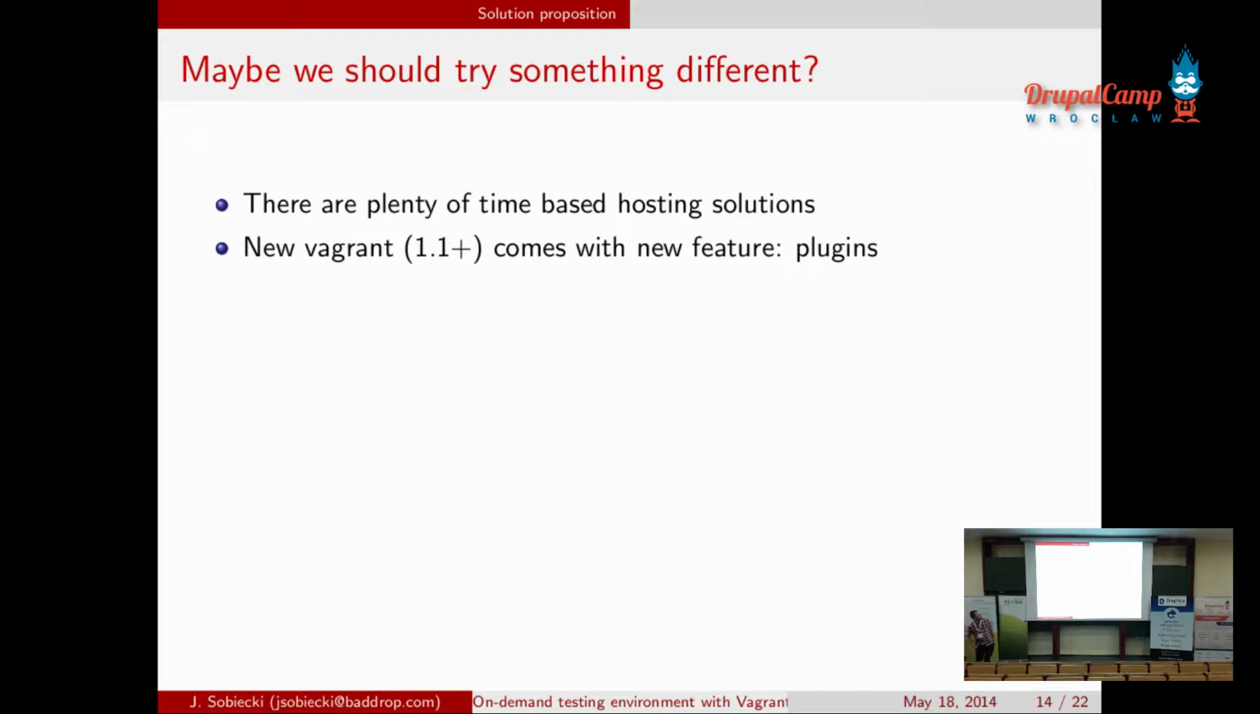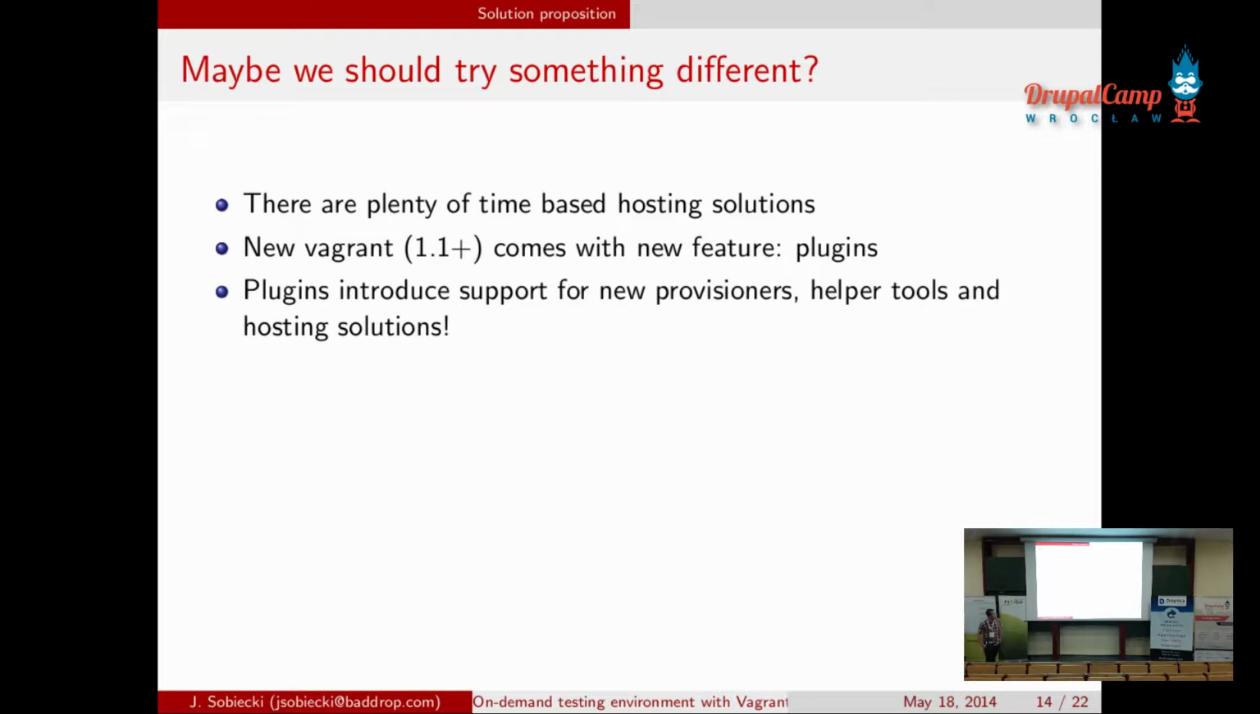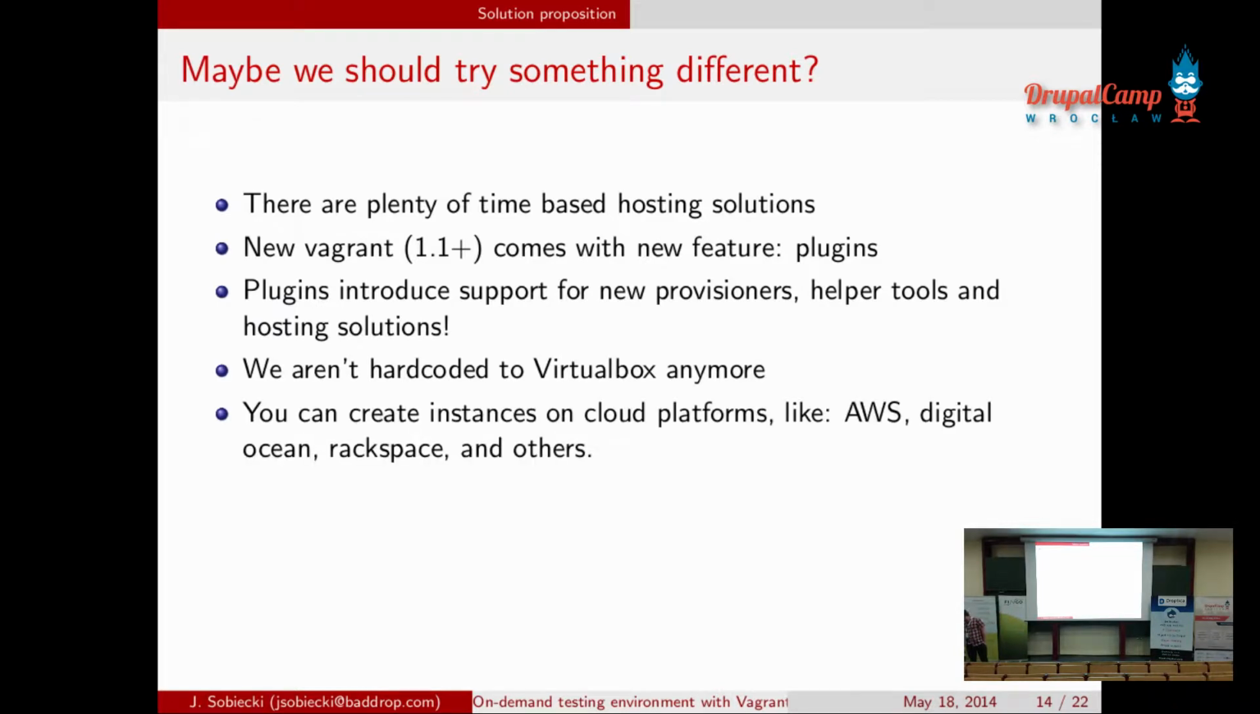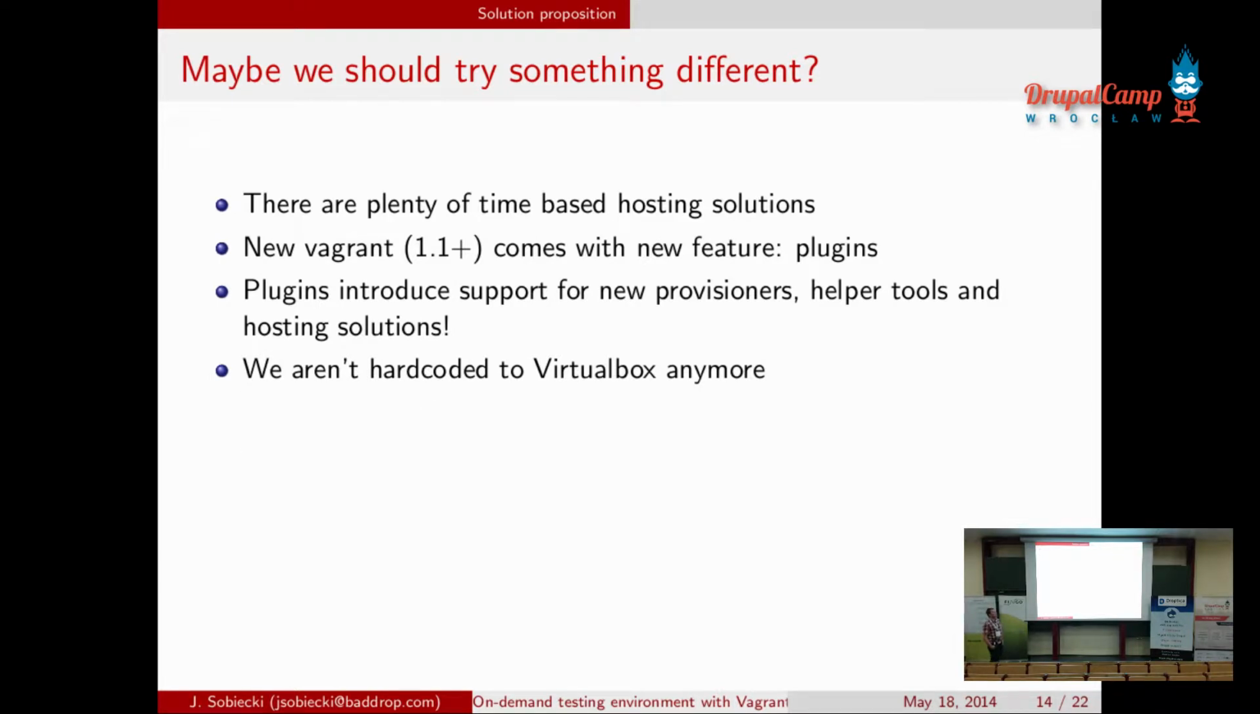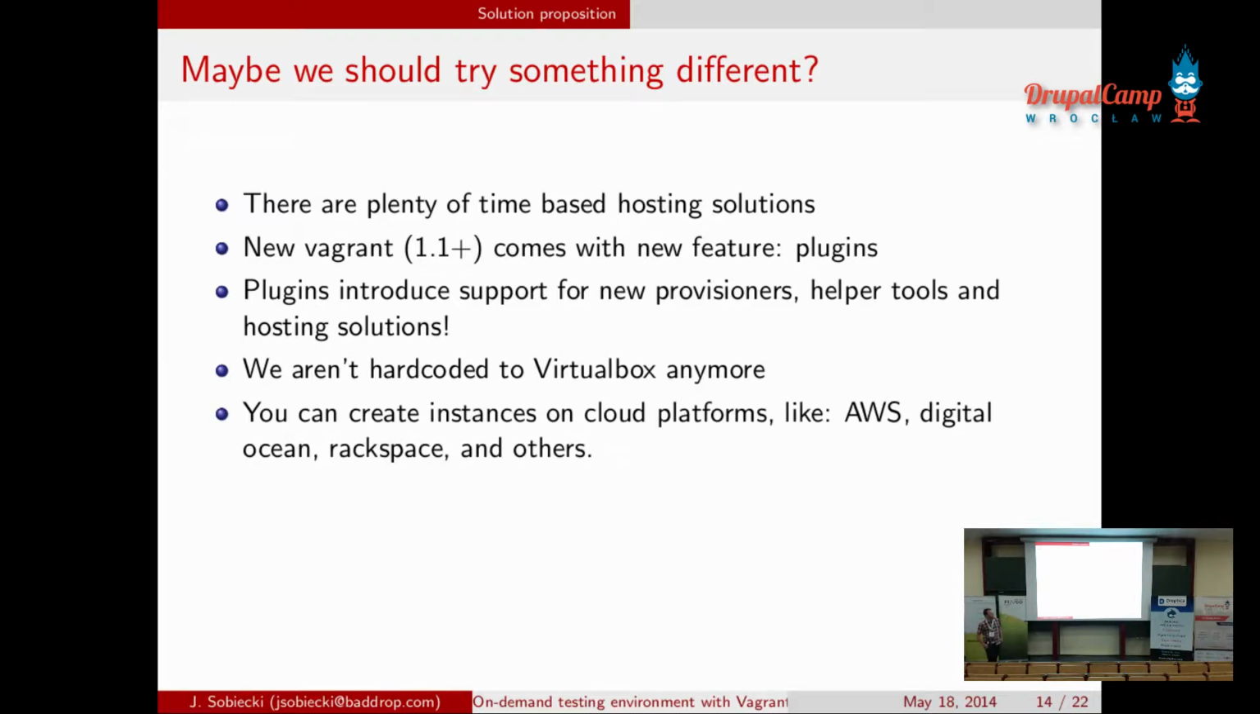And fact number two: Vagrant, from version 1.1 and up, comes with a very nice new feature, plugins. What plugins do is introduce support for new provisioners, configuration management tools, some helper tools, and most importantly, hosting solutions. So we aren't hard-coded to VirtualBox anymore. We are free. We can create a Vagrant instance on Amazon Web Services, DigitalOcean, Rackspace, and many, many others.